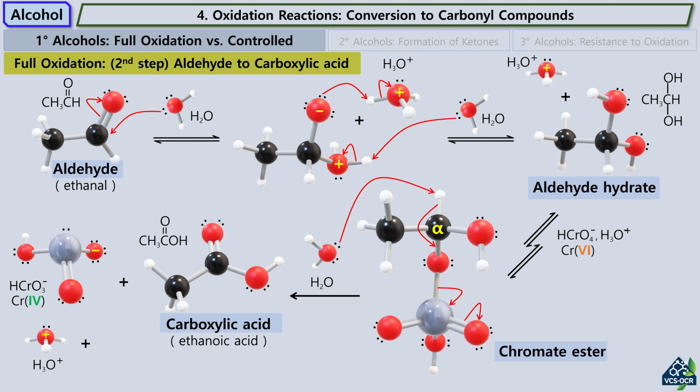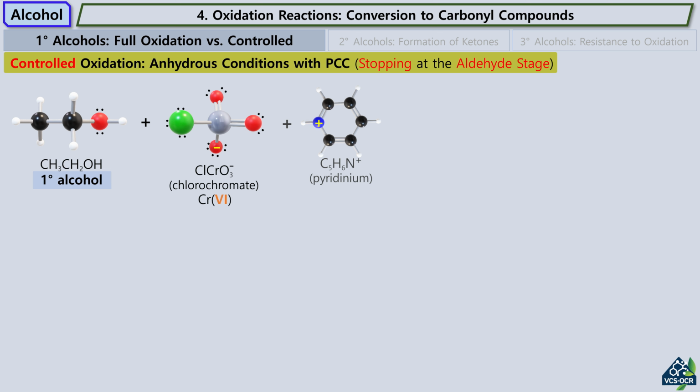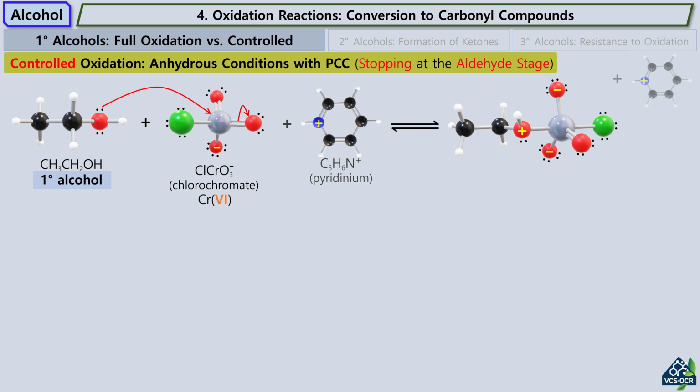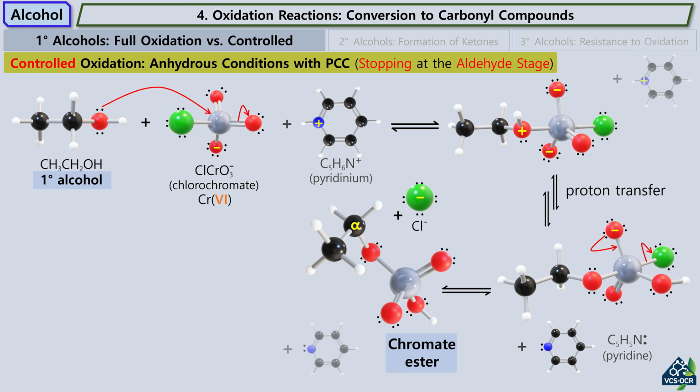In contrast, when using PCC, the reaction is carried out under essentially anhydrous conditions. Instead of water molecules, the pyridinium ions and pyridine molecules present in the medium facilitate the proton transfers required to stabilize the intermediate. Once the chromate ester is formed, the final redox transformation occurs. In this anhydrous environment, a chloride ion, or a pyridine molecule, acts as the base to abstract the alpha proton.